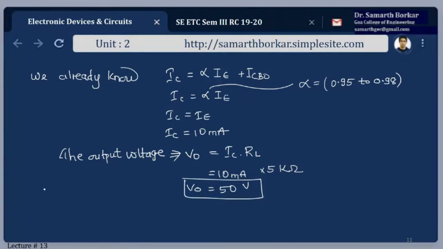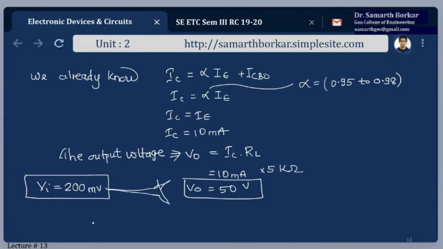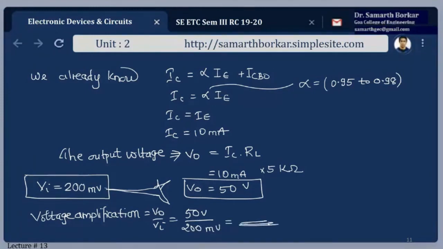And what was the input we have considered? Input is 200 millivolt. So definitely there is an amplification from 200 millivolt to 50 volts, a big value. So the voltage amplification will be V naught by Vi. And what is V naught? 50 volts divided by 200 millivolt. You can check out how big this number is.